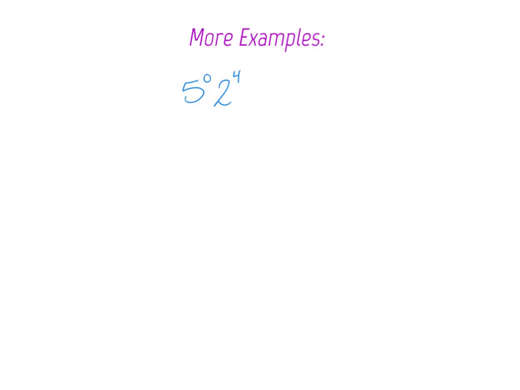All right, next example, 5 to the 0 times 2 to the 4th. So first thing is 5 to the 0 equals 1 times 2 to the 4th is 16. So the final answer is 16.